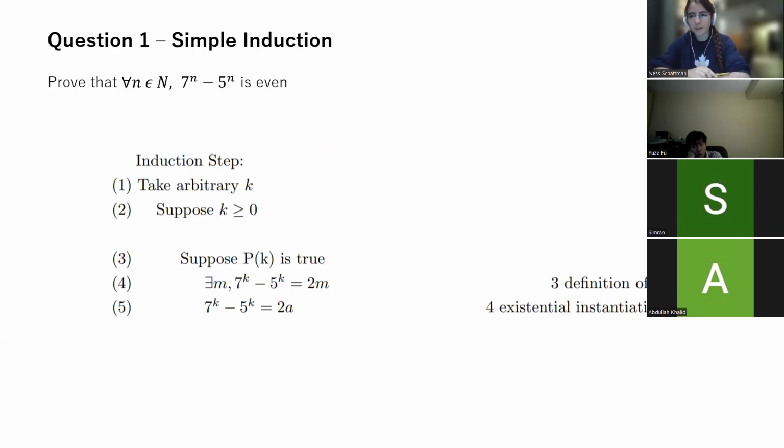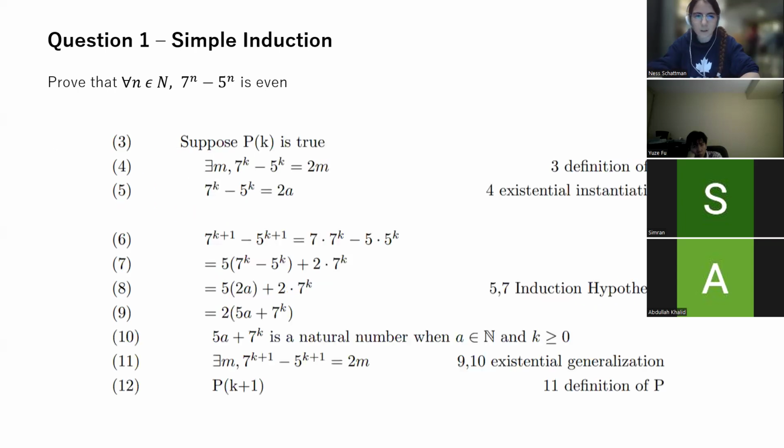First thing we're going to do is we're going to assume that this holds for some P of k. In other words, 7 to the k minus 5 to the k is even. And what we want to show is that if that's true, then it must be true for k plus 1: 7 to the k plus 1 minus 5 to the k plus 1 is even. So the first thing we're going to do is just assert that, right? If it's even, then it's going to be equal to 2 times some natural number. Perfect. And that's going to be our induction hypothesis. So that's what we're assuming.